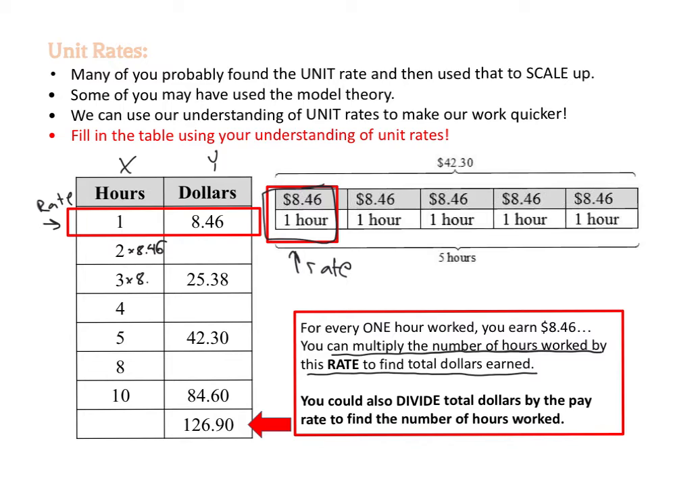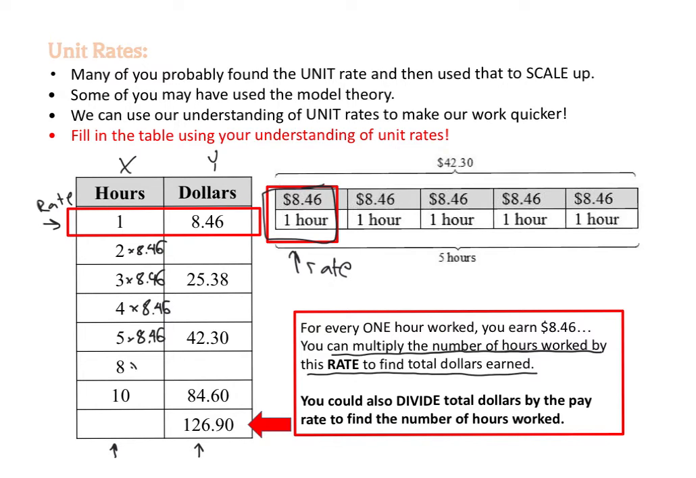3 by $8.46, and that was filled in for us. That is $25.38. 4 times $8.46. 5 times $8.46, and then so on for all of those. But what happens when we get down to this last column where we have our Y value, right? We have $126.90, but we're trying to figure out what that means for our X value, the hours worked.